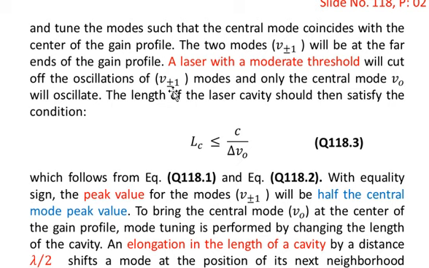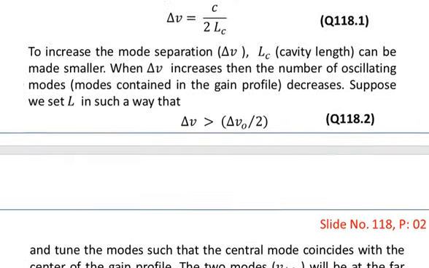So if your laser threshold is moderate, then of course the pumping power will not be available much to pump these two modes, that is nu plus minus 1 modes, and only the central mode with the frequency nu naught will oscillate. The length of the laser cavity should then satisfy the condition that LC should be less than or equal to C over delta nu naught. And this is the condition you can obtain from here.